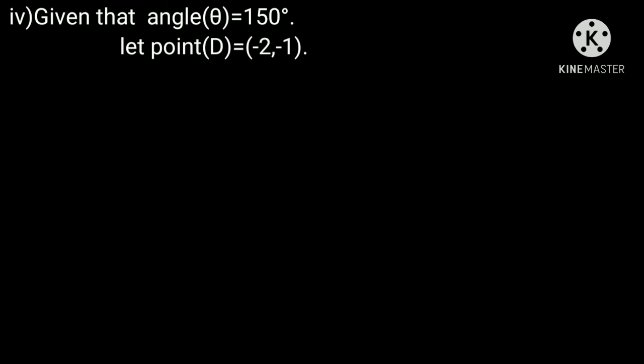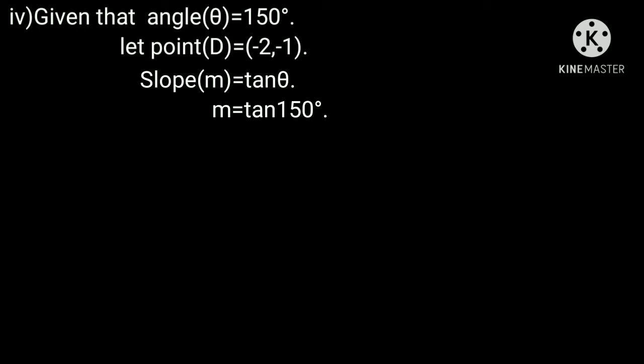Fourth, given that angle theta equal to 150 degrees and let point D equal to (-2, -1). Then we know slope m equal to tan theta. Here substitute theta value. Then m equal to tan 150 degrees.